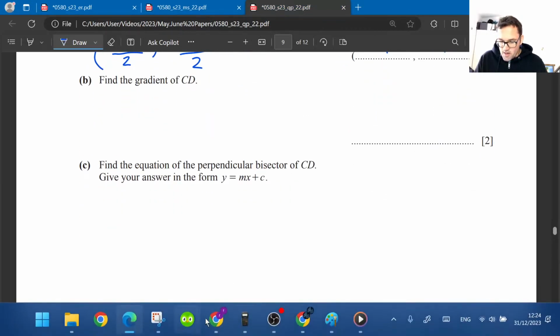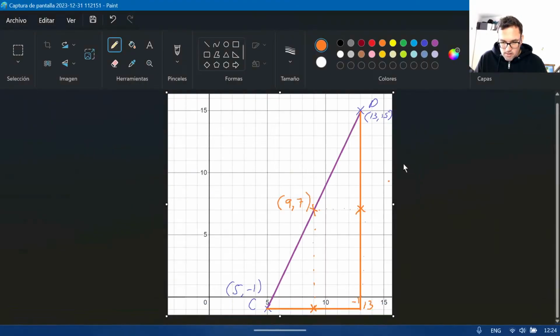Next is to find the gradient. Let's have a look here. So the gradient, remember, is the change in y over the change in x. No, wait, it's the other way around? No, that's right: the y-axis, of course, is vertical. So it's how much you go up or down over how much you go horizontally.